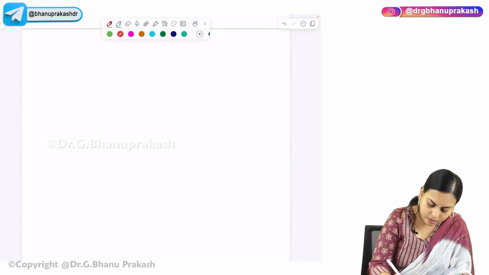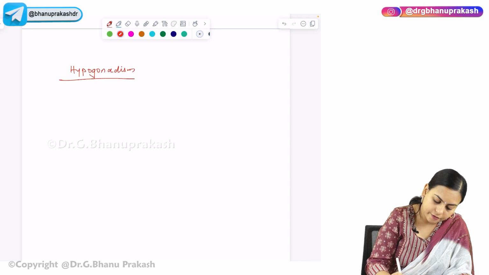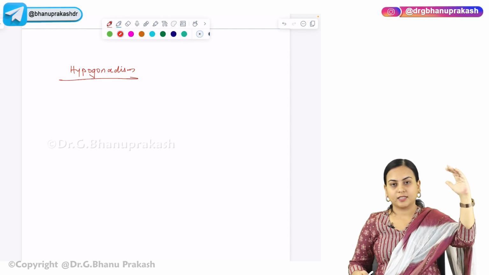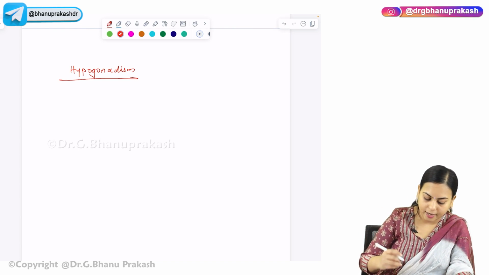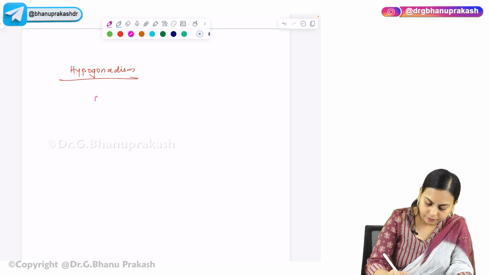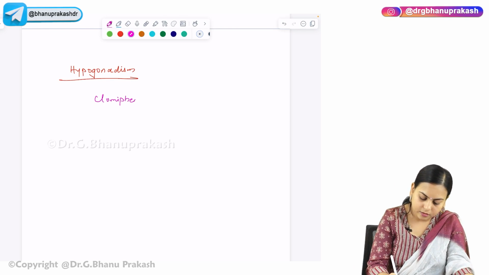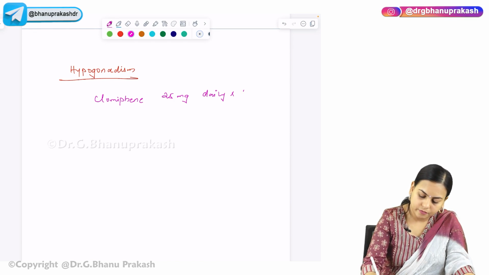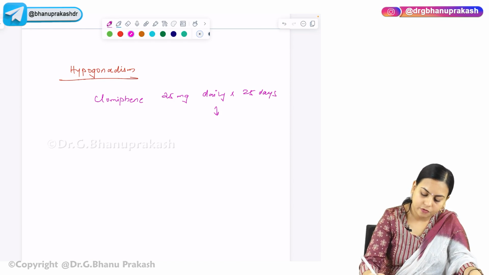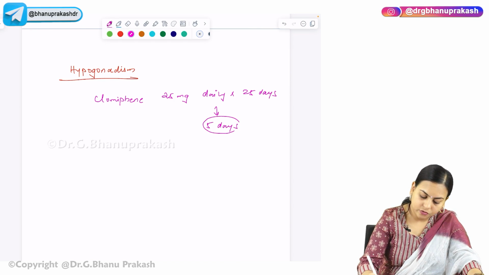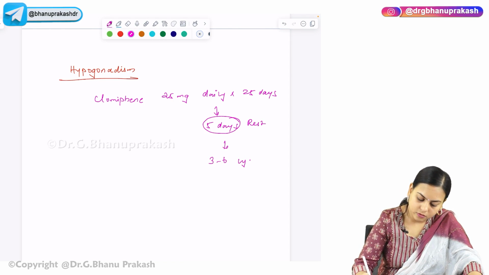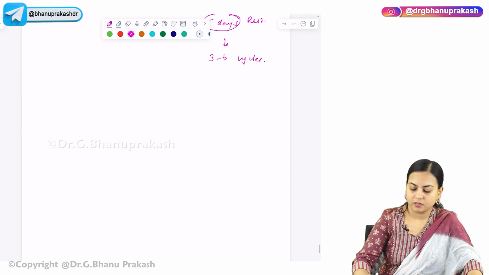Next one is hypogonadism. Suppose if there is hypogonadism, how will it be treated? We have seen hypogonadotropic hypogonadism. So hypogonadotropic, that is at the CNS level, we are supplementing the necessary hormones, and at the hypogonadism level we will be giving clomiphene 25 milligram daily for 25 days, and following this you have to give 5 days of rest, and this should be given for 3 to 6 cycles, okay.